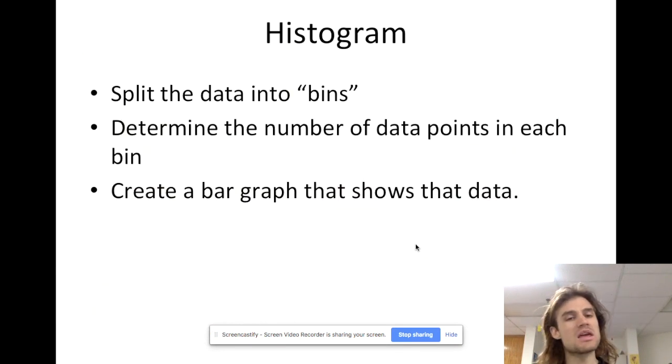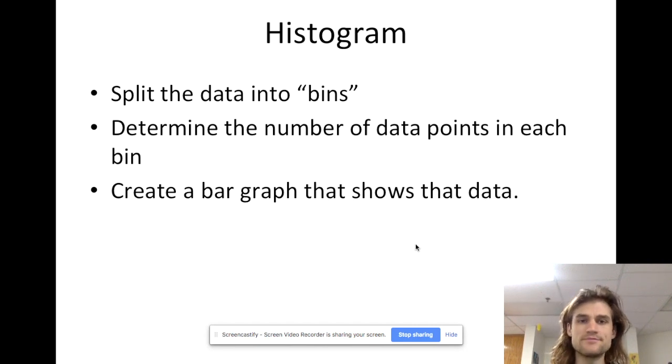The steps to making a histogram. First thing you do is split the data up into bins. We'll talk about that a little bit later. You determine the number of data points that goes into each bin, right? So you have your small, medium, large bin, and you're sorting all your stuff in there. Then we're going to create a bar graph that shows that data. All right, so let's get into it.